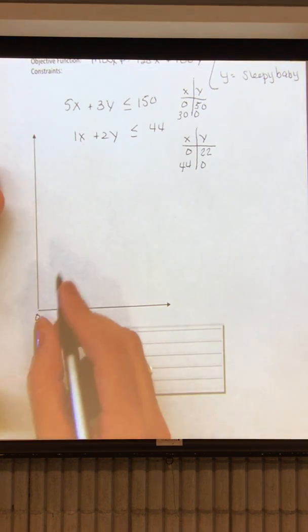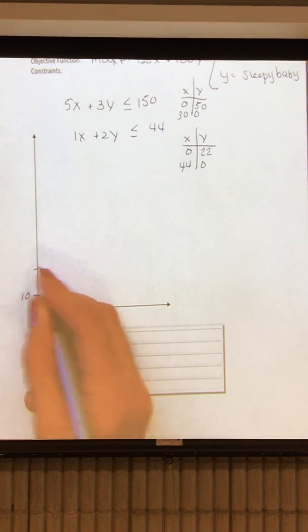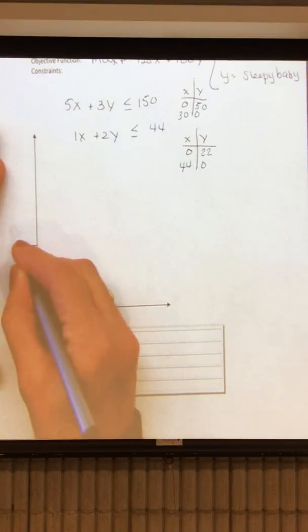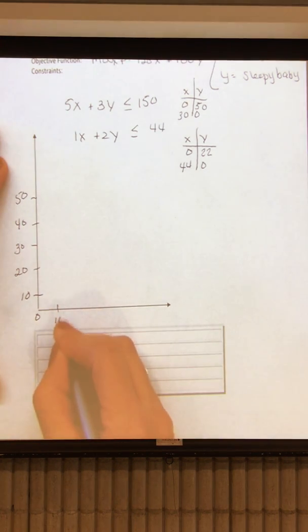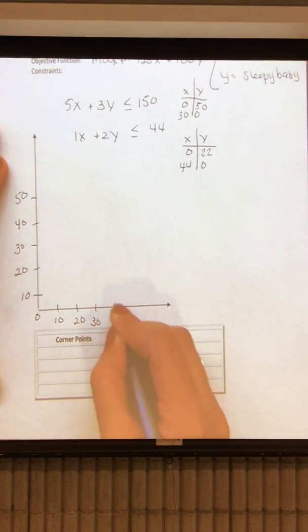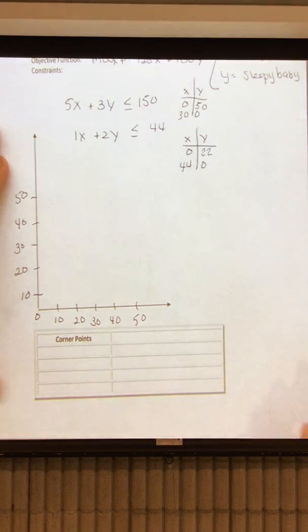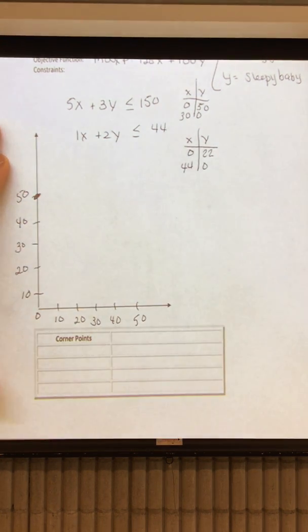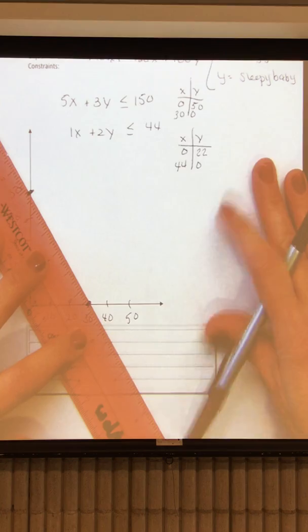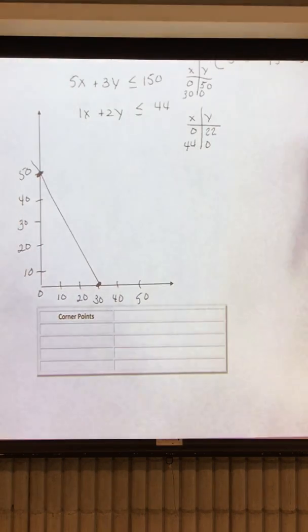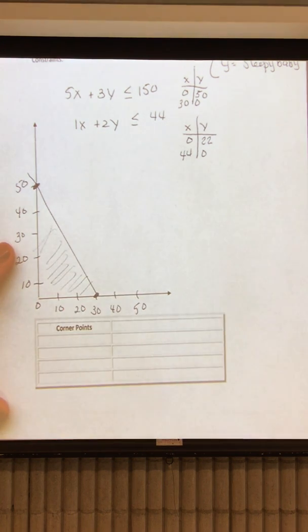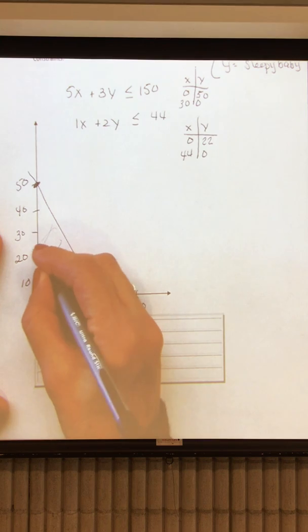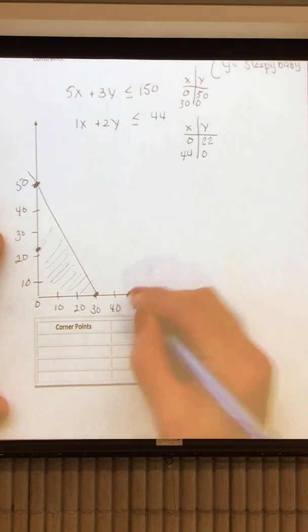And here we have, let's do our increments of 10, 20, 30, 40, 50, 10, 20, 30, 40, 50. So our first inequality, we have 0, 50, 30, 0. And here less than or equal to is below. And our second inequality, we have 0, 22 is about there. 44 is about there.